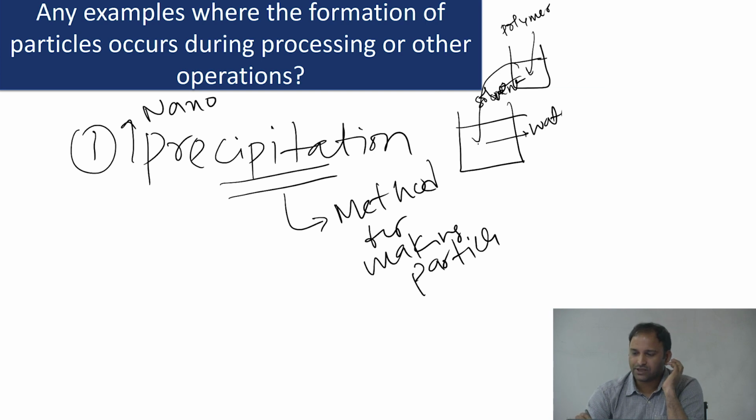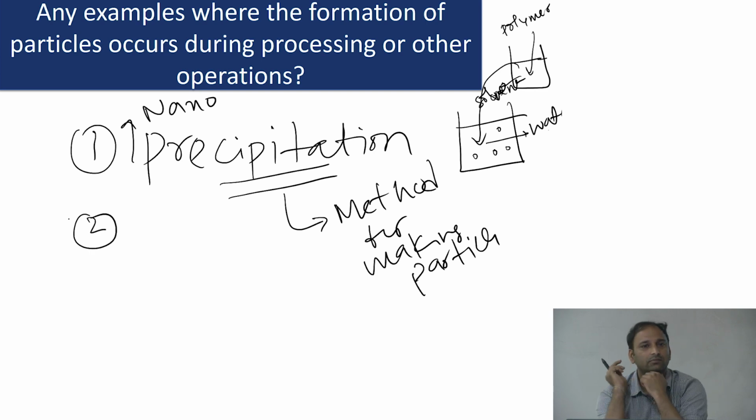Now, when I add this into water, if the solvent and water mix, they like each other, and if the polymer doesn't like to be in contact with water, as soon as I add this solution into water, this polymer separates out in the form of a particle. This technique is what is called nano precipitation. Again, one of the widely used techniques for making drug particles and things like that. So one of the examples where particles can be formed during your operations could be nano precipitation.